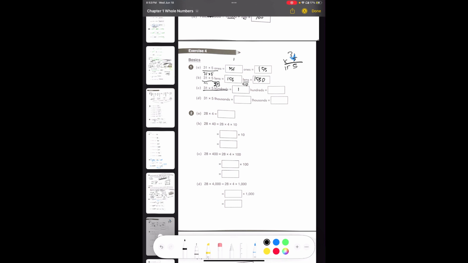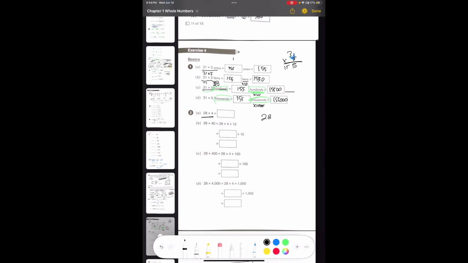31 times 500 is 155. The reason being is because we know hundreds is here and hundreds is here. That's the same unit. So just 31 times 5 and then the hundreds after it. We're doing this without units, basically, so it's just times 100. So 155, 0, 0. We do exactly the same thing here. You see thousands here, thousands here. 31 times 5 is 155. 155 is 3 times 1000. So we just add 3 zeros.